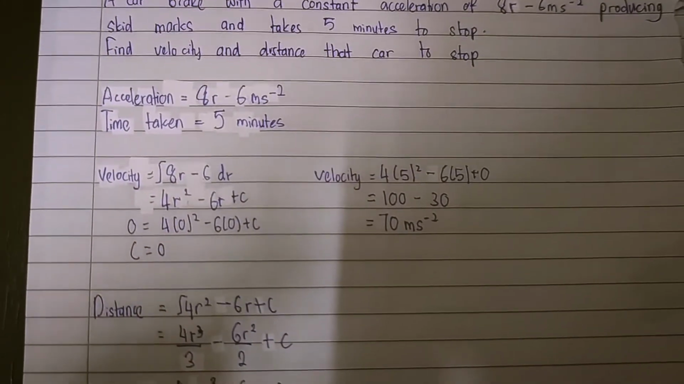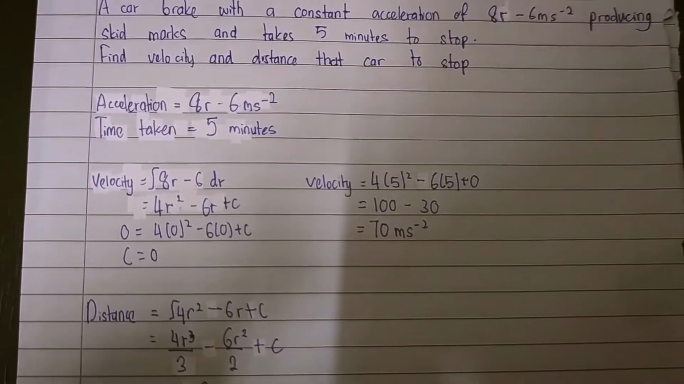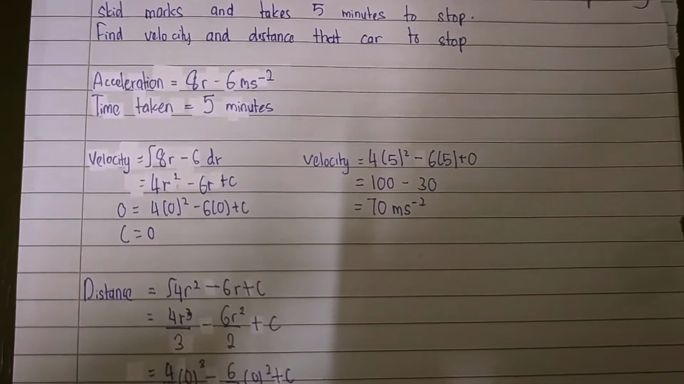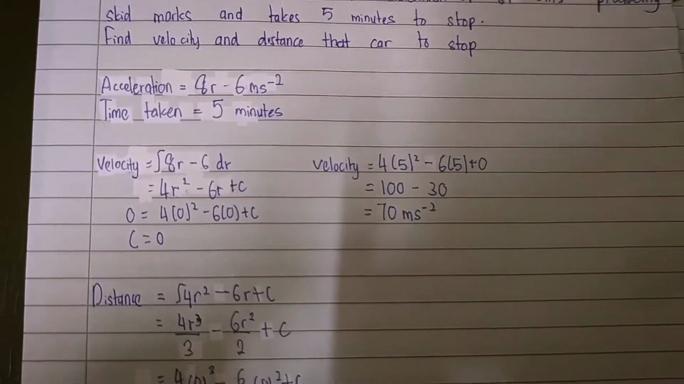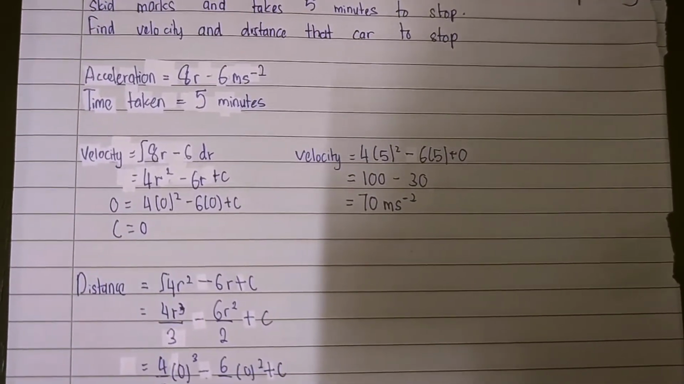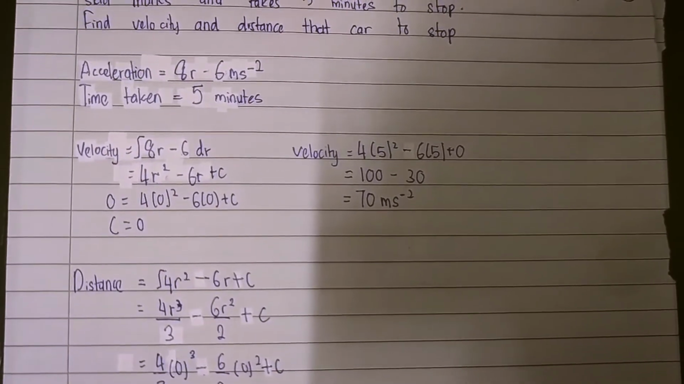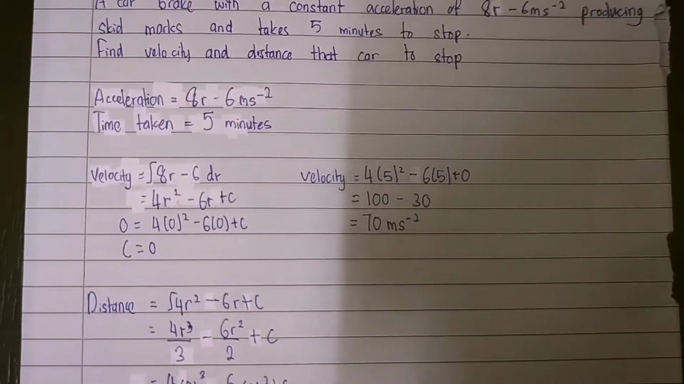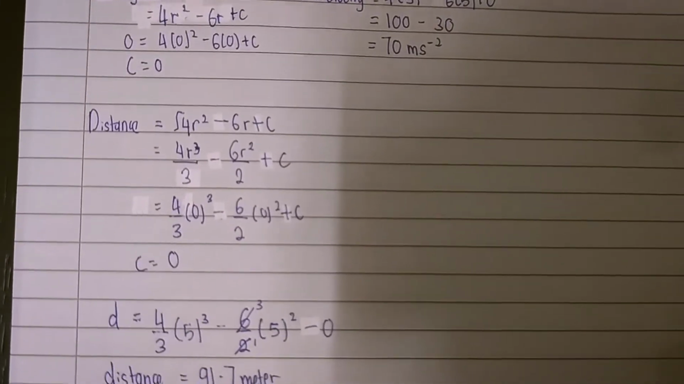To find the velocity, first we need to integrate our acceleration. We will get c equal to 0, so it is easy for us to find the velocity. We proceed to find the velocity, and we will get a velocity of 70 m/s². After we get the velocity, we can proceed to find our distance.